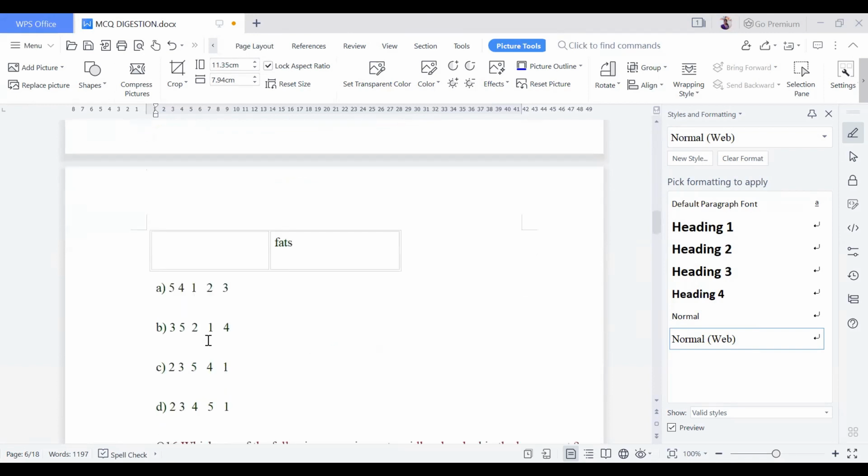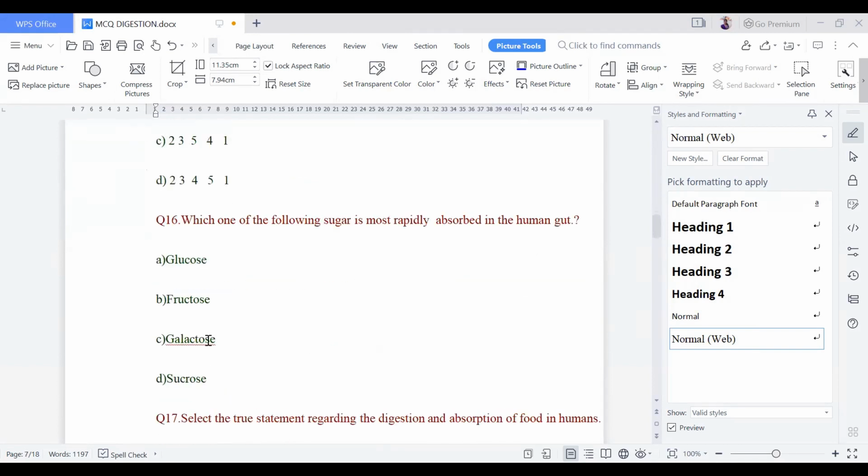Okay. 16th one. Which one of the following sugars is most rapidly, means which will absorb fast? They ask, most rapidly absorbed in the human gut. Option A, glucose. B, fructose. C, galactose. D, sucrose. Okay. So option C, that is galactose, is the right answer.